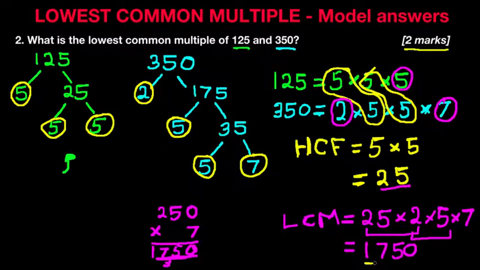Let me just underline that so it's very clear. So the lowest common multiple of 125 and 350 is 1750. That's a 2-mark question. That could even be a 3-mark question. So just make sure you show the full workings out.